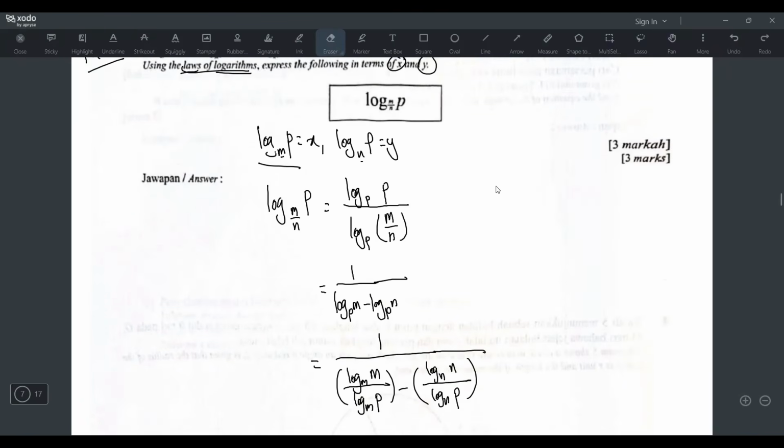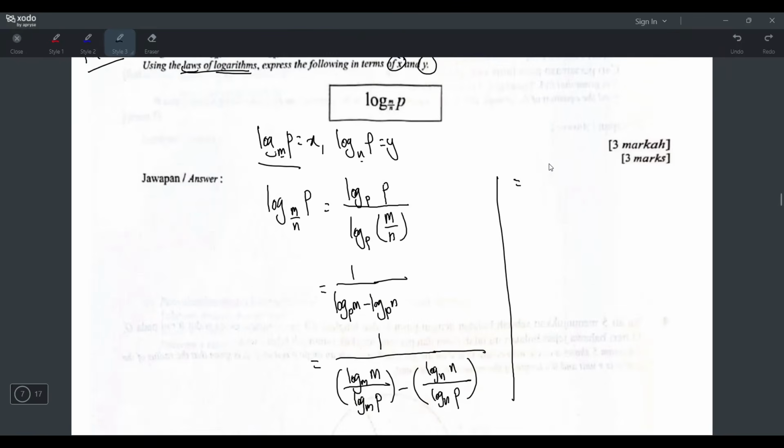All right. I don't have enough space. I write here. So equal 1 over, the log m base m is 1, and then over log p base m, that's the x. So put like this. I think I should put bracket already because it's like three levels already. So minus, open another bracket, log n base n is 1, and then log p base n, as you can see, is y, so like that.